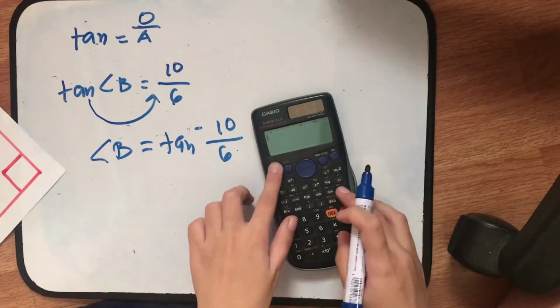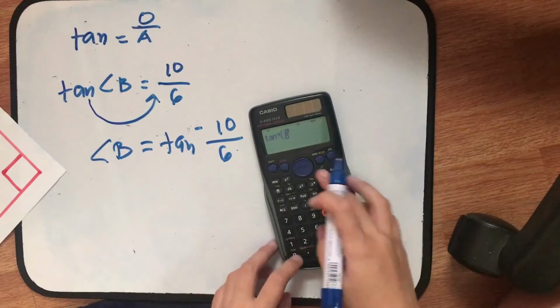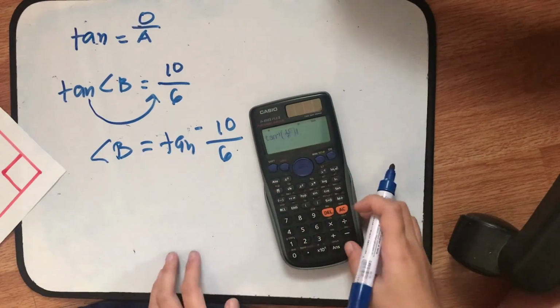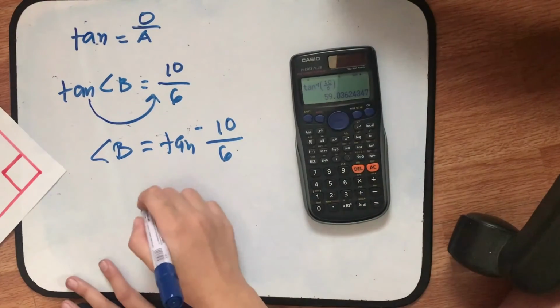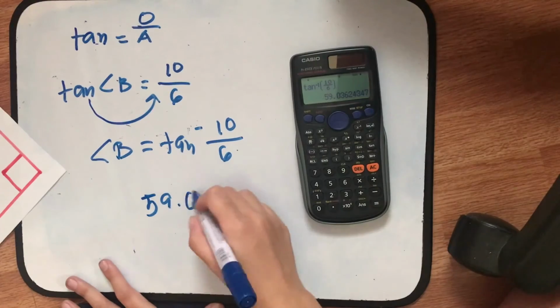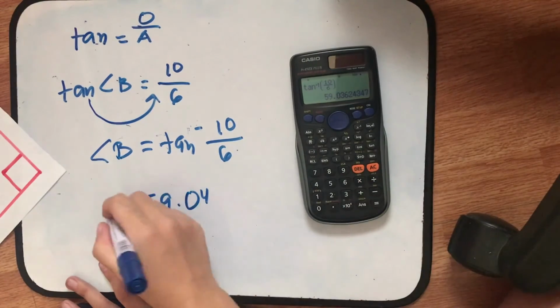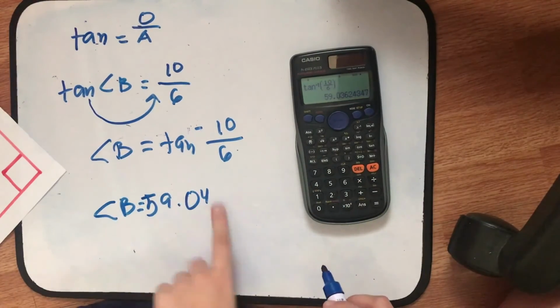Input that into the calculator. 10 over 6. And then the resulting answer will be 59.04, rounded off to the nearest two decimal places. Therefore, angle B is equal to 59.04.